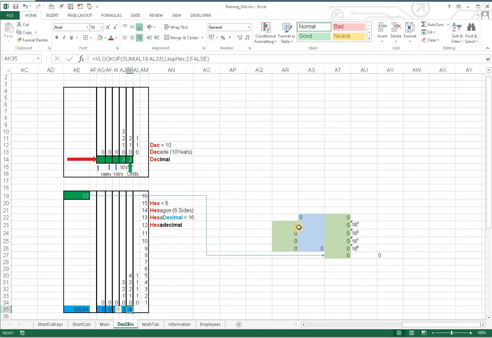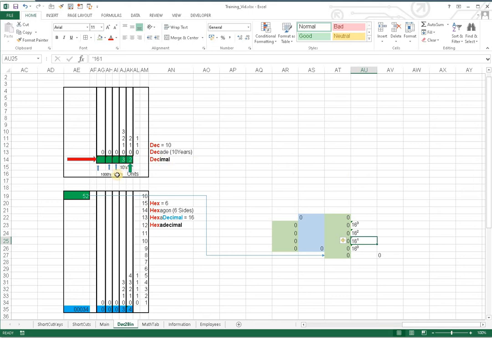Now let's go a little bit to the right and have a look at how this system works. As in the binary system, the binary system was built up of 2 to the power of 0 first. Like in hexadecimal, I've got 16 to the power of 0. The next character, as in the binary system, was 2 to the power of 1, 2 to the power of 2, 3, 4, and so forth.